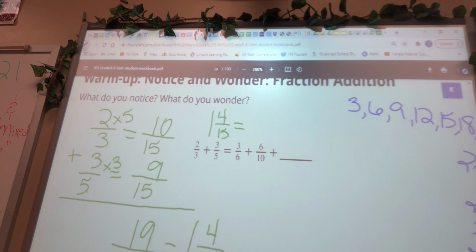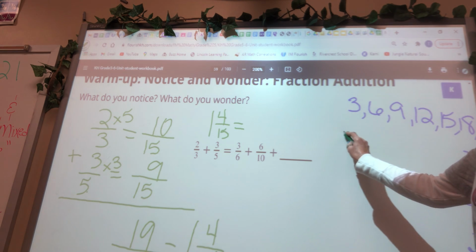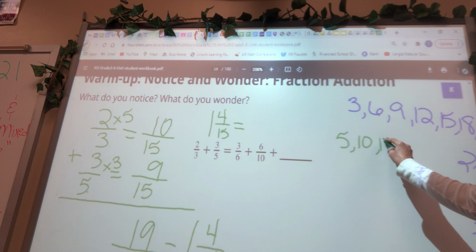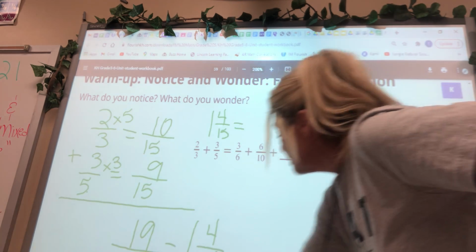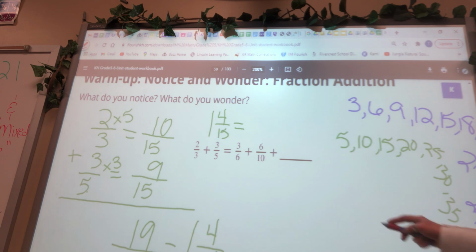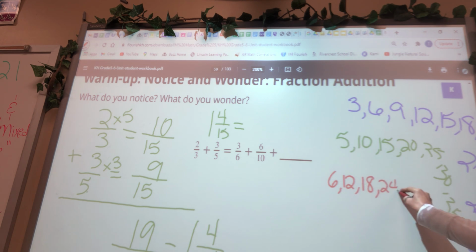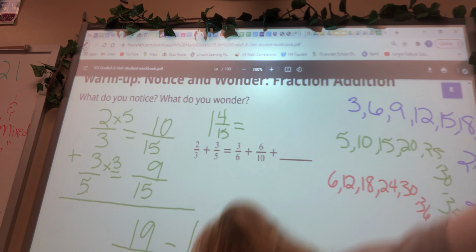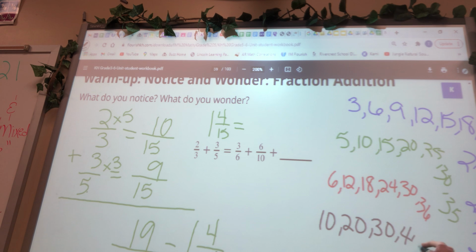All right, we're out of room. Let's stop right there a minute. Let's do by 5s. 5 times 1 is 5, 10, 15, 20, 25, 30, 35, 40. Let's stop right there. What about the 6? 6, 12, 18, 24, 30, 36, 42. Let's stop right there. What about the 10s? 10, 20, 30, 40. Let's stop right there.